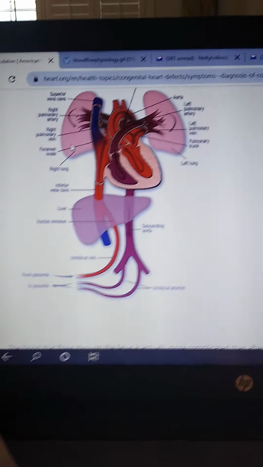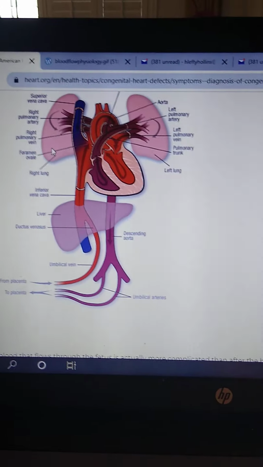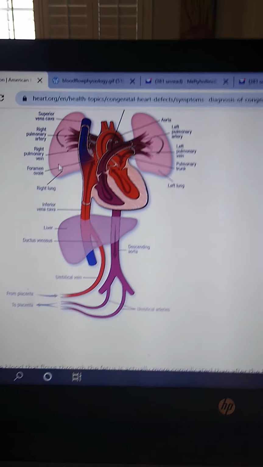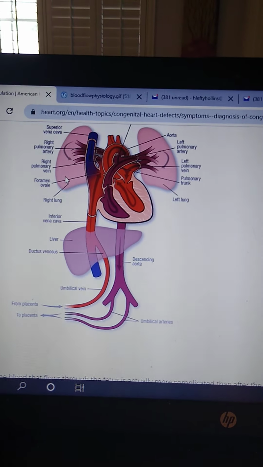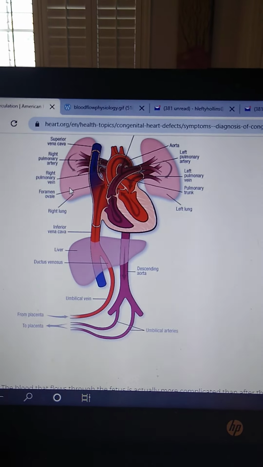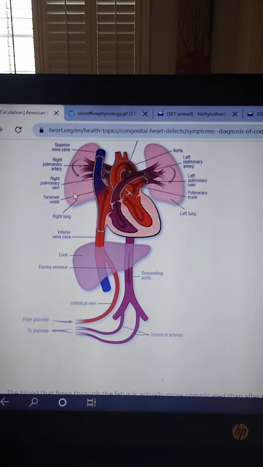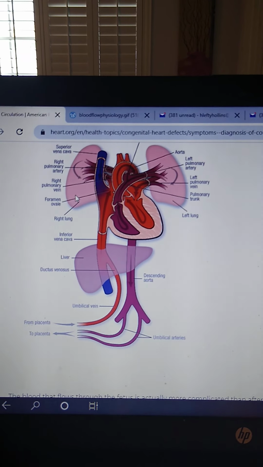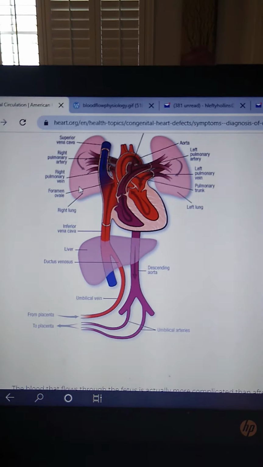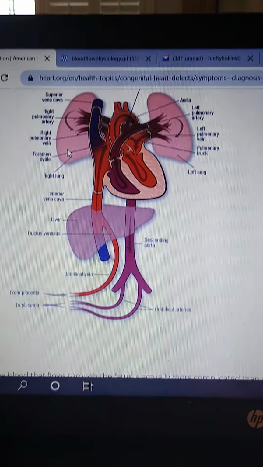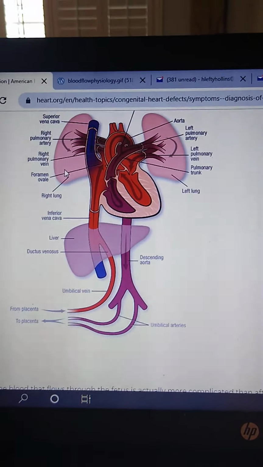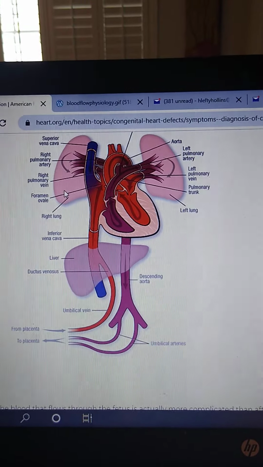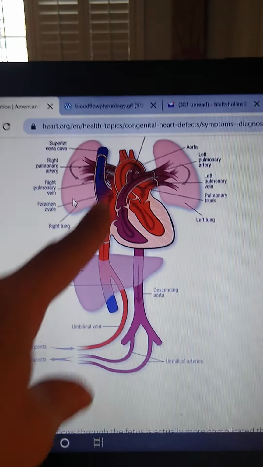While the baby is still in the uterus, the lungs aren't being used. The baby's liver is not fully developed, and circulating blood bypasses the lungs and liver by flowing in different pathways through special openings called shunts. We have a PDA, or patent ductus arteriosus, and then you have a foramen ovale, which is right here.